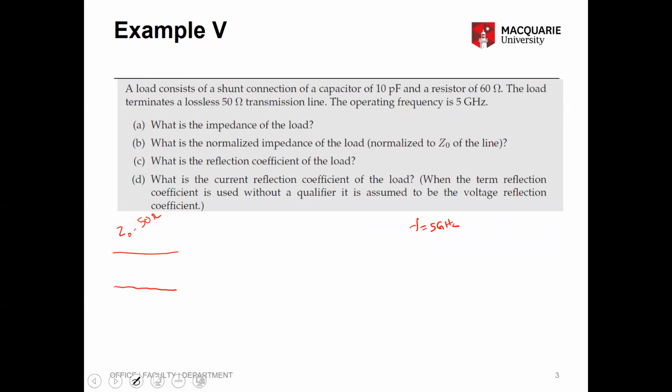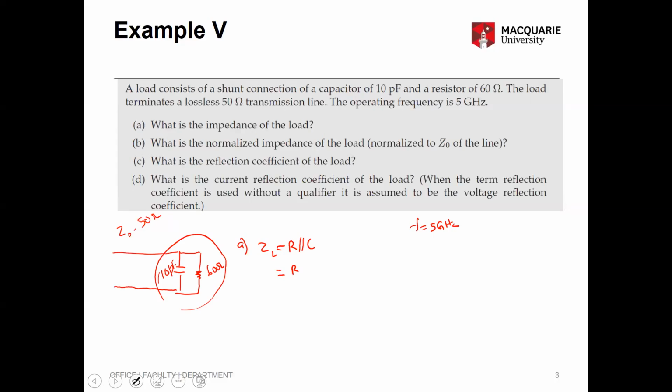So shunt connection means there's a capacitor of 10 picofarad and there's a resistor of 60 ohm. So part A is asking what is the impedance of the load. The load impedance ZL represents this whole thing. What would be the load impedance? It's actually an R parallel C circuit.